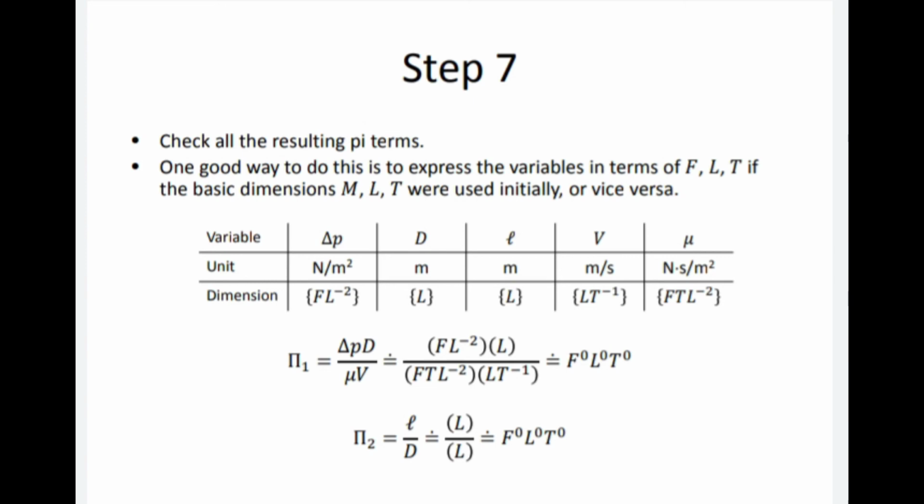Okay, now step 7. Step 7, we have to check all the resulting pi terms. And one good way to do it is to express the variables in terms of FLT, if basic dimensions MLT were used initially, or vice versa. So we have to list down all the variables, units, dimensions. From this we will get pi 1 is equal to F power 0, L power 0, and T power 0. So pi 2 is also the same, it will be F power 0, L power 0, and T power 0.